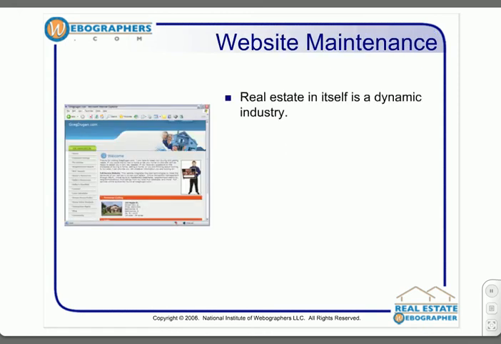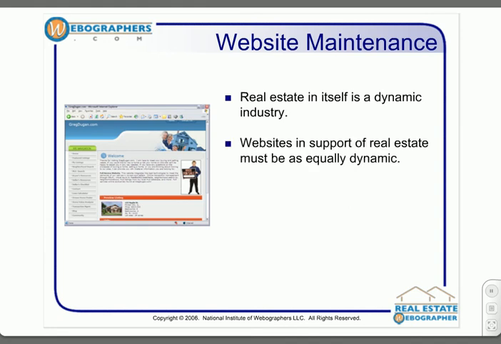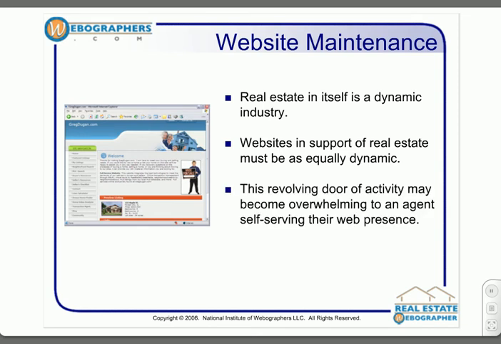Real estate in and of itself is a dynamic industry. Properties are constantly added and deleted from the marketplace. Websites in support of real estate must be as equally dynamic. This revolving door of activity may become overwhelming to an agent self-serving their own web presence.